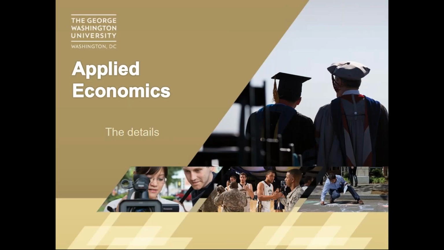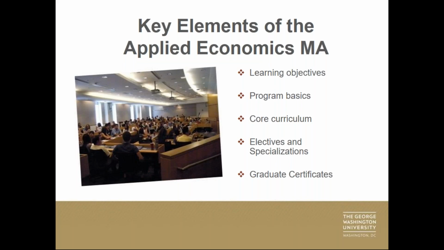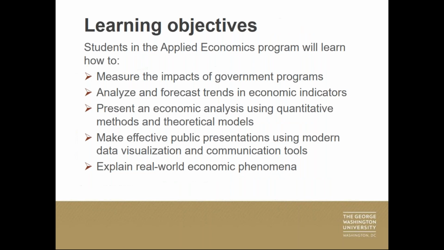So let me tell you the details about our program here at GW. And by the way, the photo here is of a classroom over at the business school. Key elements: I'm going to talk about the learning objectives, our basics, the core curriculum, electives, and then the graduate certificates that we have available.